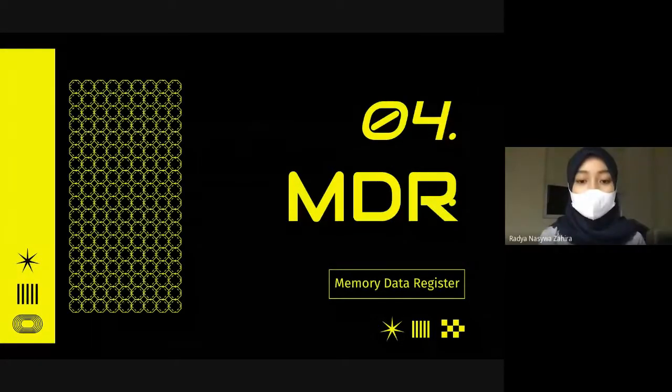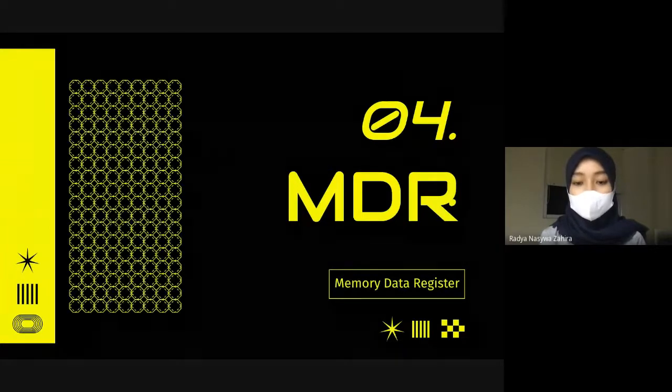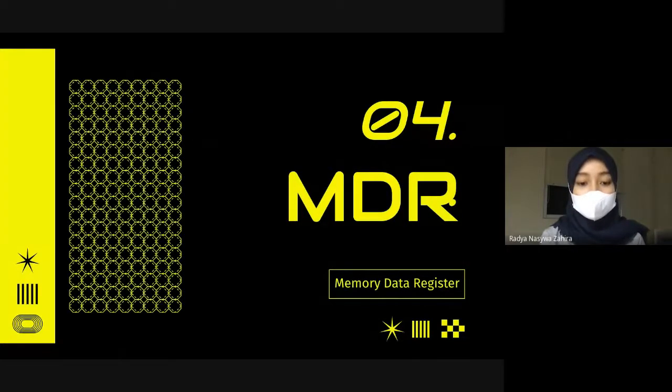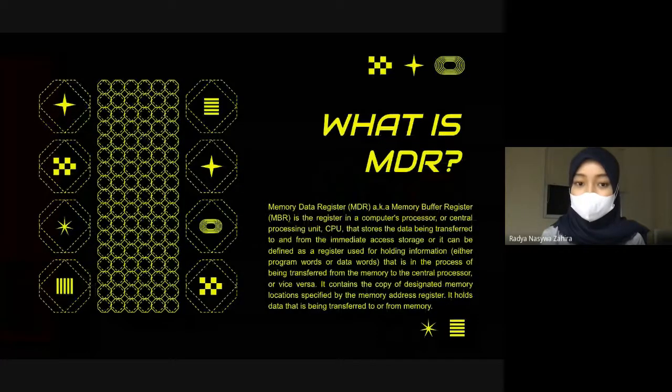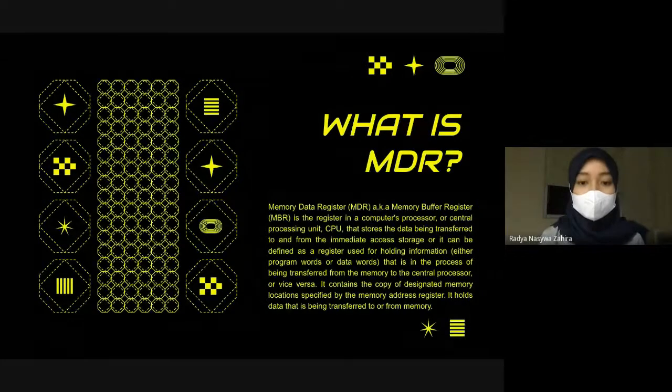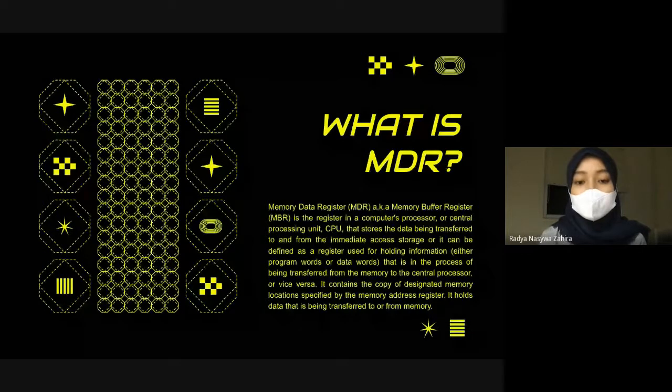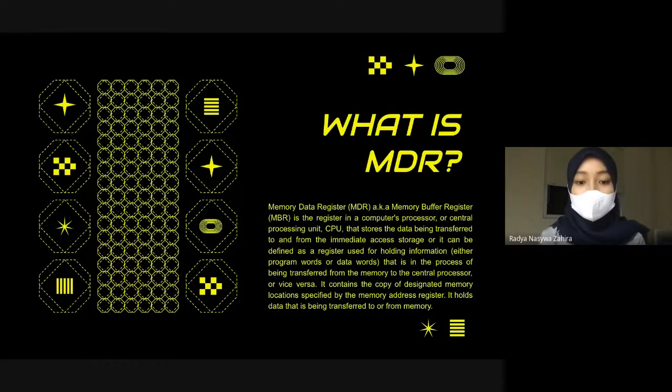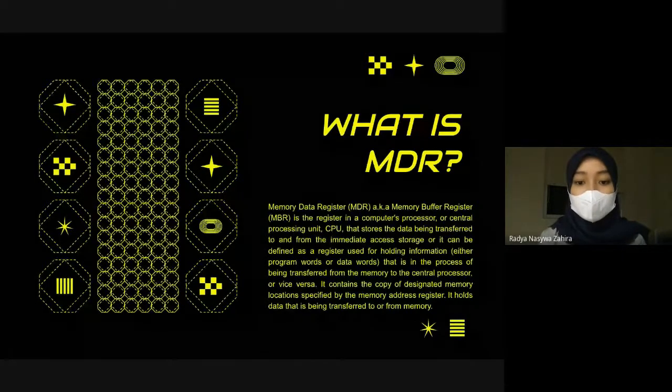Okay, next for MDR or memory data register. So what is MDR? Memory Data Register, or MDR, also known as Memory Buffer Register or MBR, is the register in a computer's processor or central processing unit (CPU) that stores the data being transferred to and from the immediate access storage, or it can be defined as a register used for holding information, either broken words or data words, that is in the process of being transferred from the memory to the central processor, or vice versa.